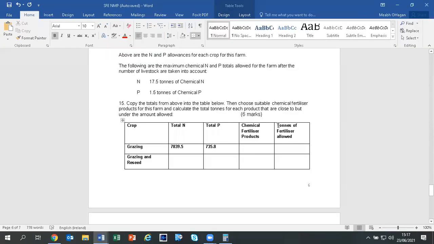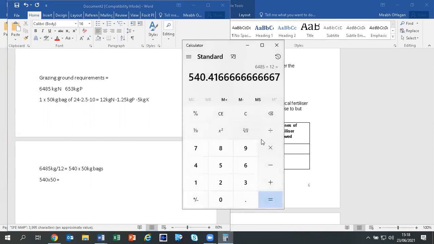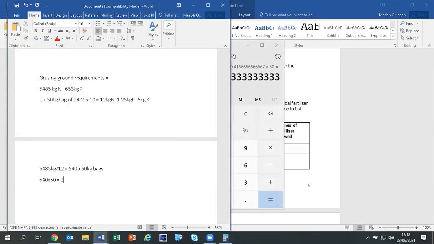So the next thing we are going to do is, remember, if we just click back to our assignment, we know that we need to figure it out in terms of tons of fertilizer as opposed to number of bags. So if we need 540 bags and there is 50 kilos per bag, we just come back and multiply this by 50, and that tells us that we will need 27.020 tons of fertilizer in the form of 24, 2.5, 10 to hit our nitrogen requirement. Okay.